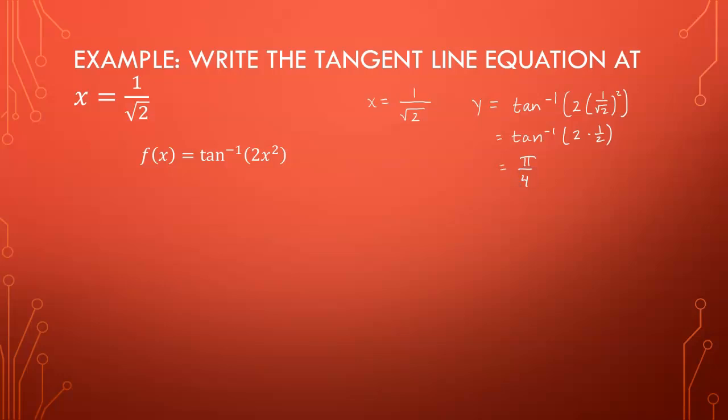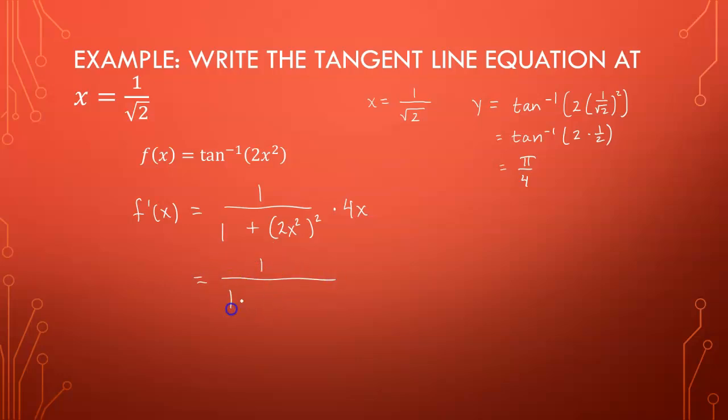And then I need a slope. So to get the slope, the tangent inverse derivative, which is on your sheet, is 1 over 1 plus the baby squared. And then I'm going to multiply times the derivative of the baby, so I'm going to multiply by 4x. The baby in this case is 2x squared. And then I'm going to fill in my value.